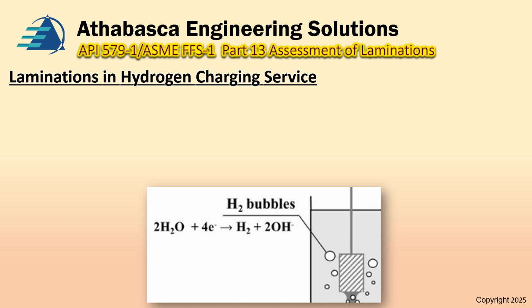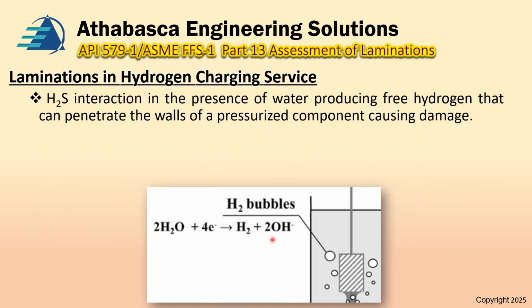Hydrogen service. Here's a classic diagram of hydrogen being generated. You can see this diagram here. These are the hydrogen bubbles, and that's the chemical reaction that can occur, where free hydrogen is generated and then can dissociate out as bubbles. And in steel, we have the issue of monatomic hydrogen, which we have a video on early in our library for your preview.